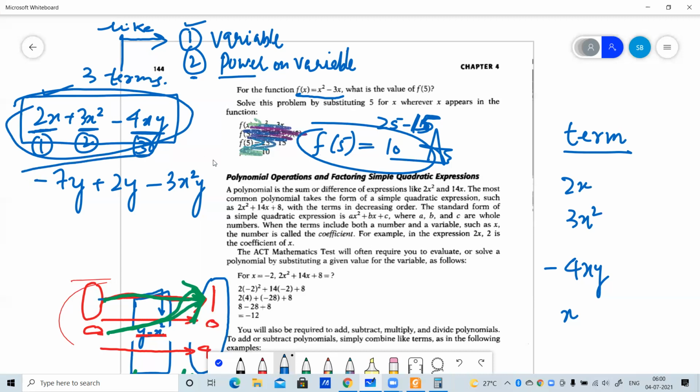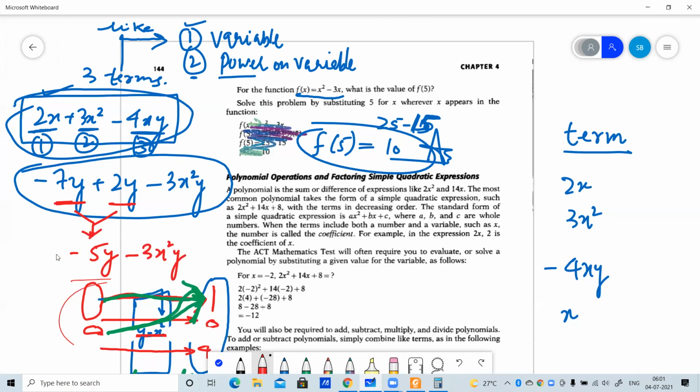And what about the second example? The first two are like terms. Right. So first two are like terms, -7y plus 2y. So can you combine them? Yes. So how much will it be? It will be -5y. Correct. -5y minus 3x squared y. So now, actually, it was written as three terms, but it is actually only two terms. Right? Right. Now let us understand what a polynomial means.